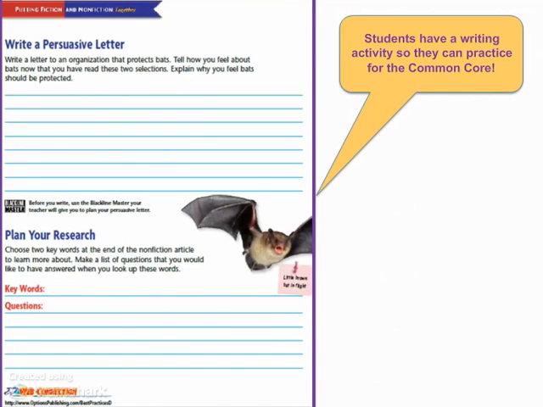Finally, at the end of the lesson, the students have a writing activity. For example, here they are asked to write a persuasive letter related to the theme of the lesson, which is bats. The students are expected to do some research, and they are given space and tools to plan their research for the writing exercise.